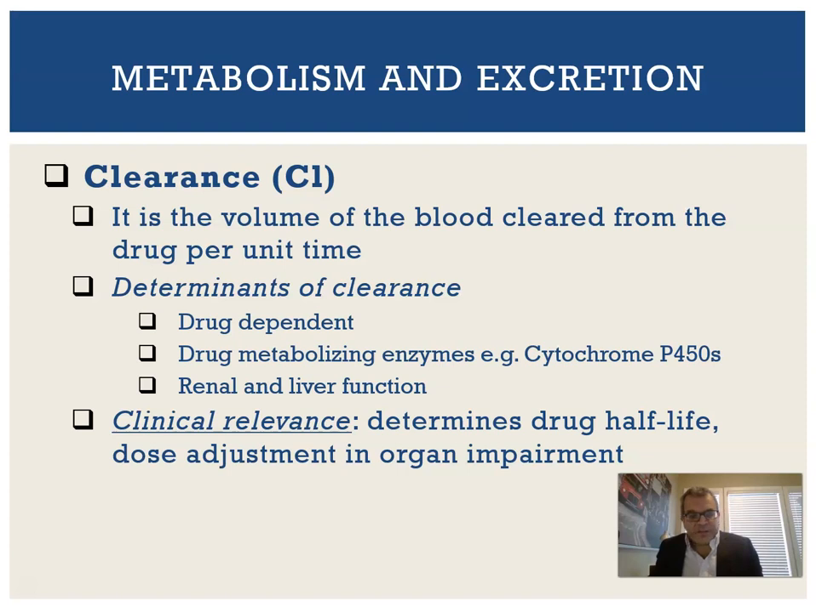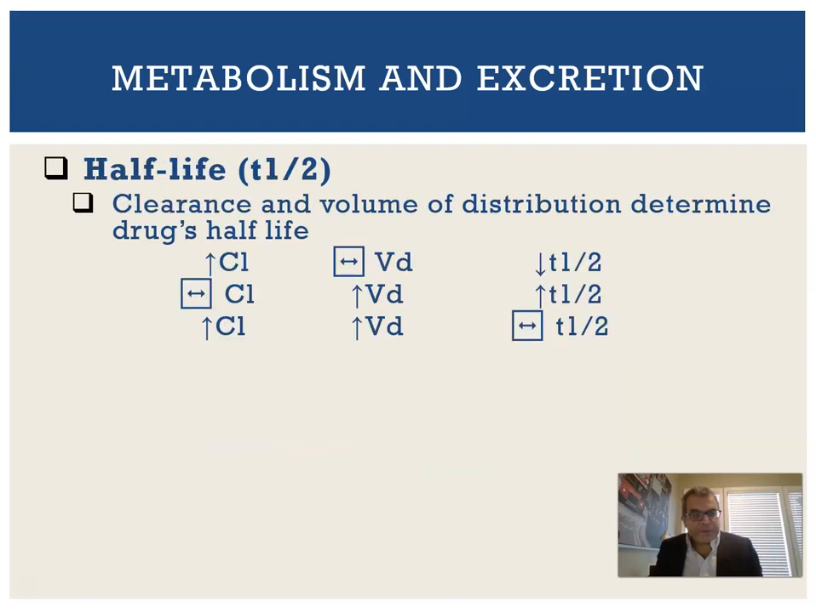So what about half-life? Drug half-life is the time it takes for the drug concentration to be reduced by half. Clearance and volume of distribution determine drug half-life. For example, if the concentration is 100, the time it takes for the concentration to go down to 50 is called the half-life. Half-life is a hybrid, a dependent variable that depends on the clearance and volume of distribution.